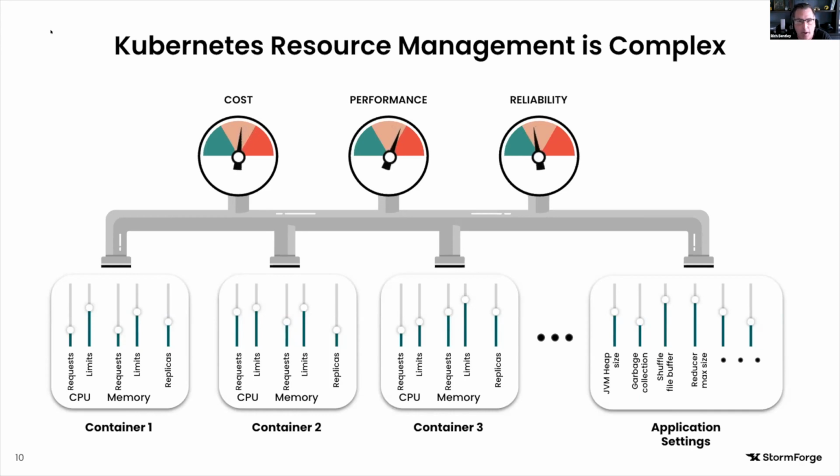So heap size, garbage collection settings, and all of those things can impact the cost of running the application. They can impact the performance of the application. They can impact the reliability of the application. And they're all interrelated as well. So if you change one thing, it may impact another thing. And if you think about that, for a typical application, there may be 15, 20, 30 different settings that you have to configure when you deploy that application.